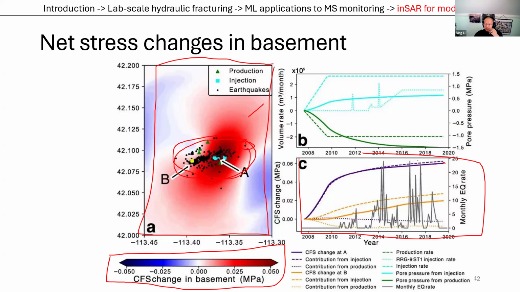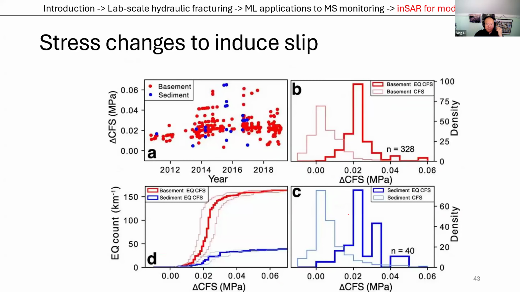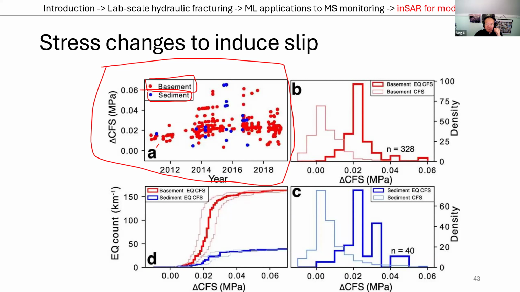And then if you look at it over time, which is what I'm showing here, you can see that there's some critical level of stress that may be needed to trigger these earthquakes, which are shown in gray. Of course, we can have a much more detailed look at that. So this plot here is showing the change in Coulomb failure stress at the time and location of any given earthquake. And we've separated this into the basement as well as the overlying sediment. And when we plot a histogram of the stresses required to activate it, we can see that the stress required to trigger these induced earthquakes is very low, right?